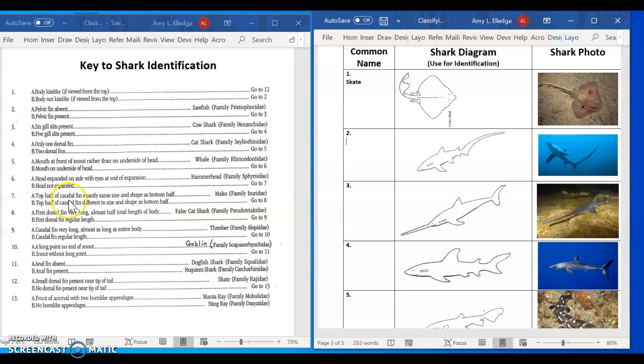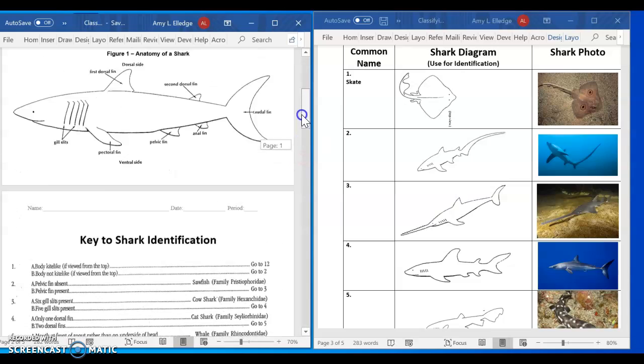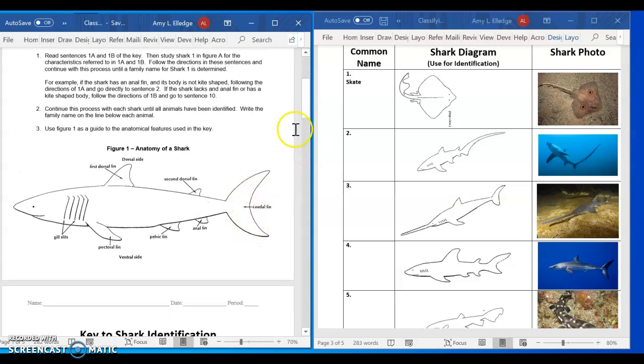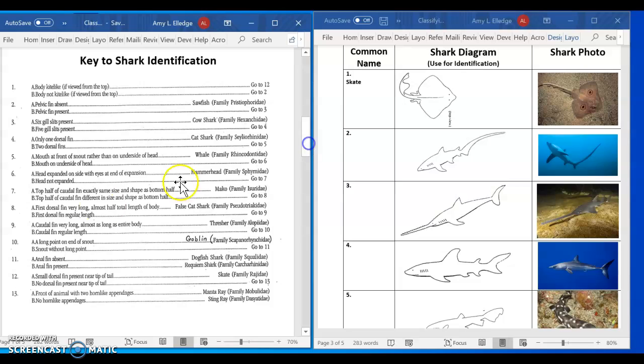Top half of the caudal fin is the same size as the bottom one. You might be like, what's a caudal fin? Well, the caudal fin is the tail fin. So the top half of the caudal fin the same size as the bottom half. Well, definitely not on that guy, right? Top half of the caudal fin different in size. Yeah, it's different. So now I'm going to 8. First dorsal fin very long. Well, his is not very long. So regular in length. So now we got to go to 9.